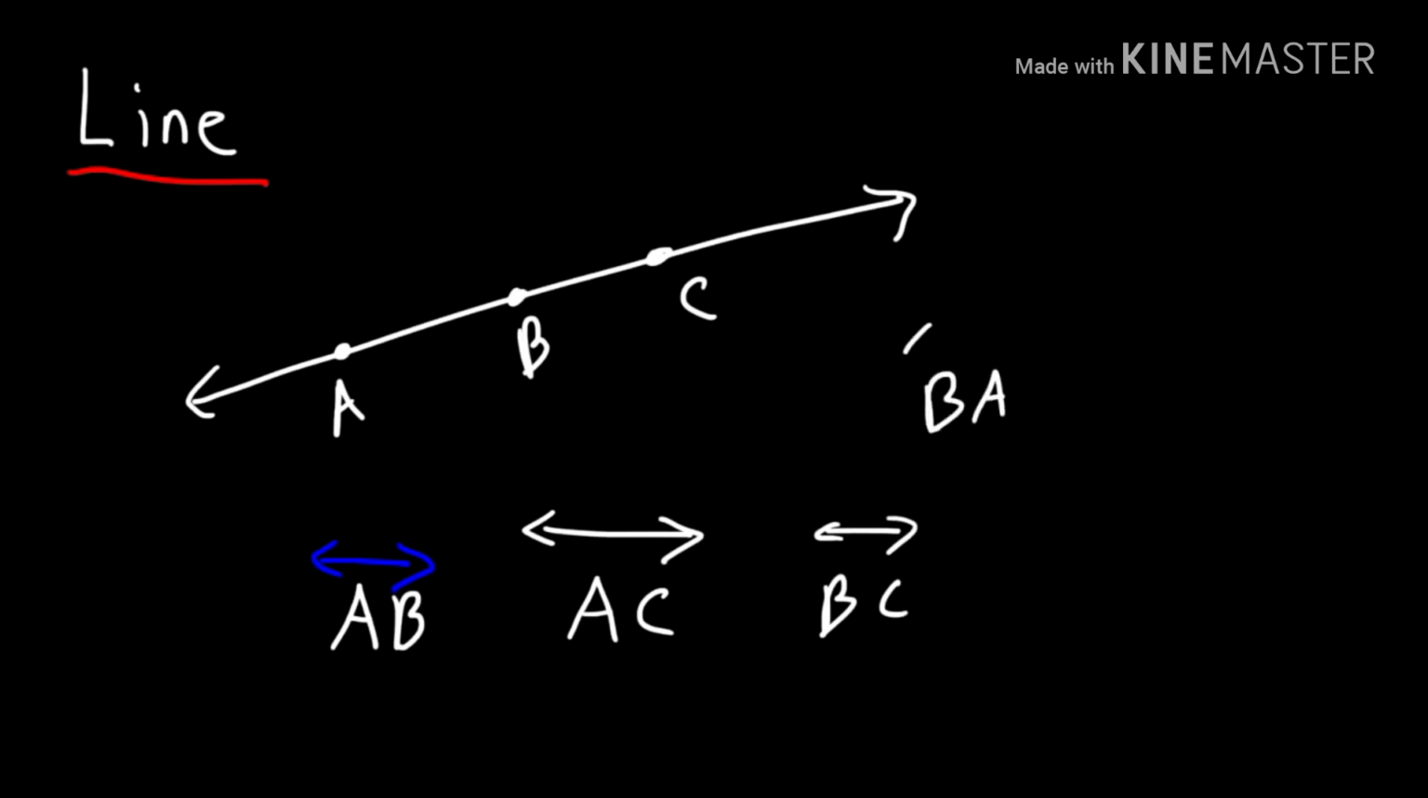You can call it AC, you can call it line BC, you could also call it BA or line CA, and we could also say line CB. So as you can see, with this particular line that contains 3 points on it that's highlighted, there's 6 different ways in which you can name that line.